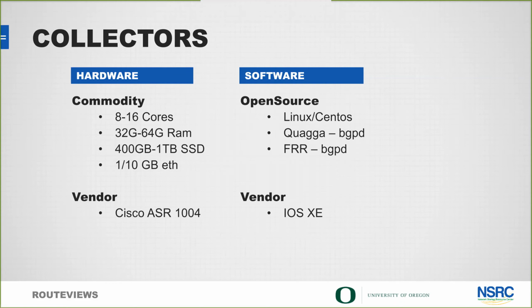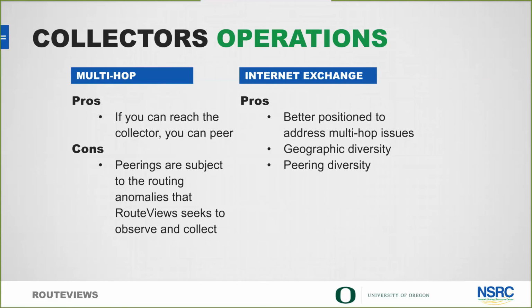And in terms of open source software, this is just run-of-the-mill CentOS Linux. Some of our older collectors are running Quagga as their BGP daemon, if you're familiar with that. Most everything that we've deployed in the last 3 to 4 years is running FRR, which is a fork of Quagga. But both of those products have been very stable for us, and we've been happy with both of those.